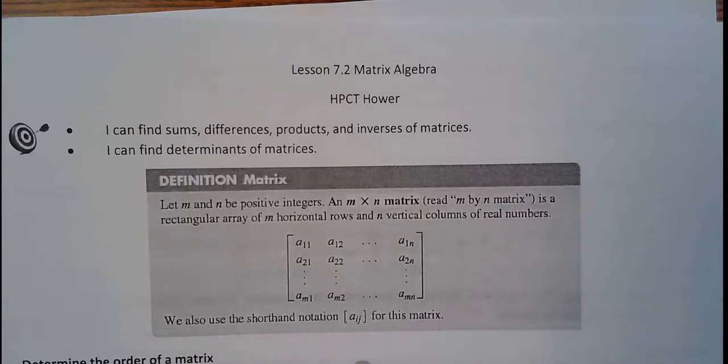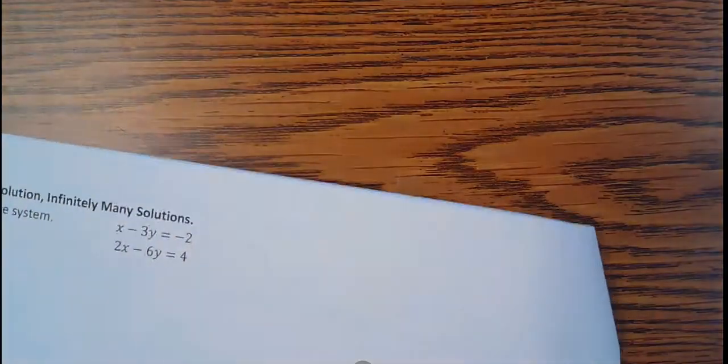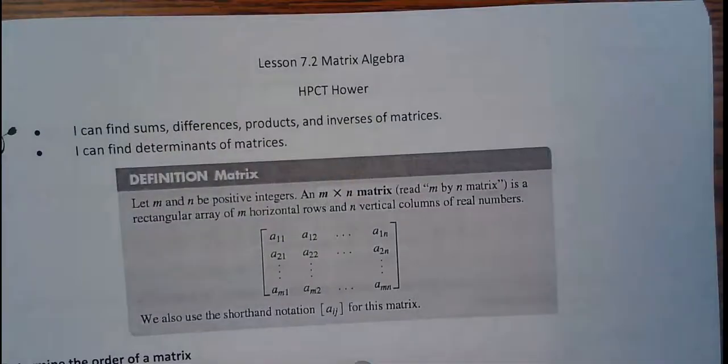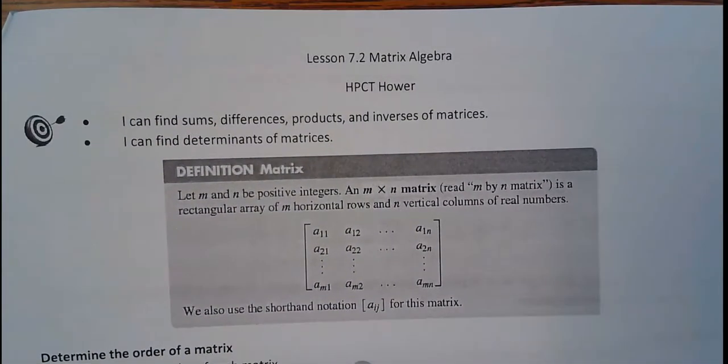All right, today is lesson 7.2, kind of changing things up a little bit. You did some systems of equations yesterday. What we're going to do is use a matrix, and eventually the idea is this matrix will help us solve a system of equations a little bit faster.